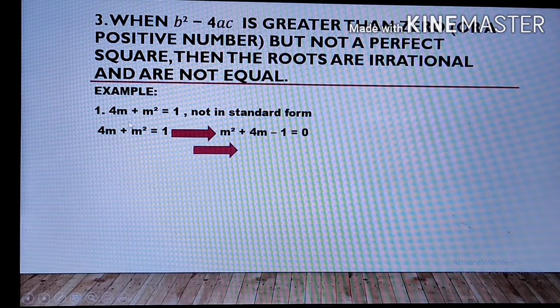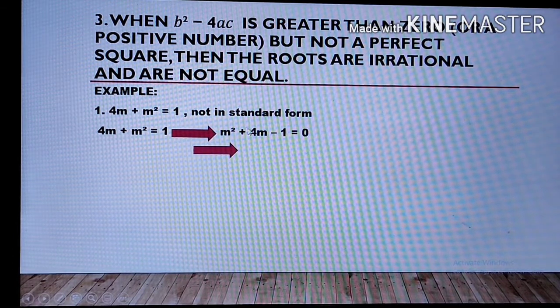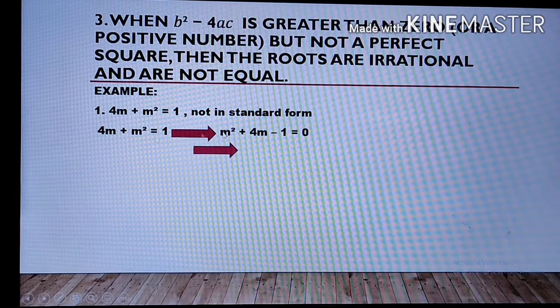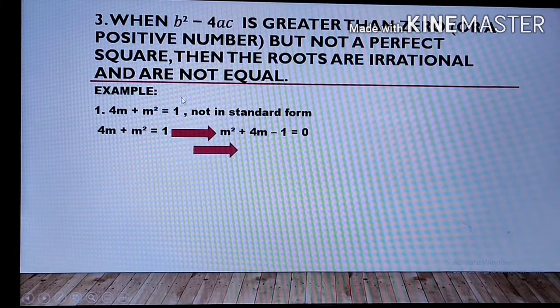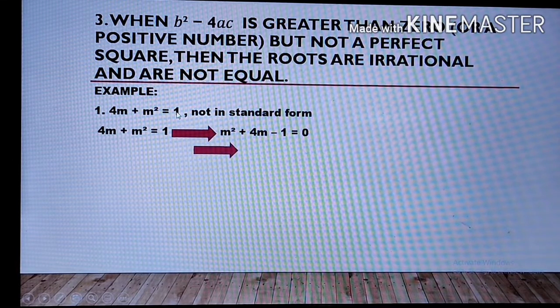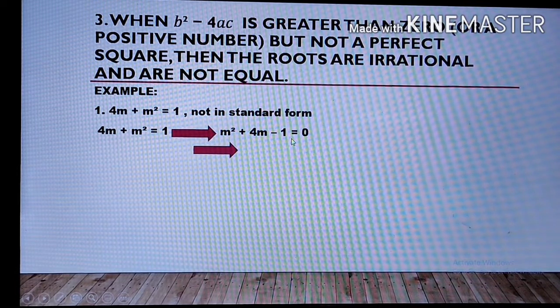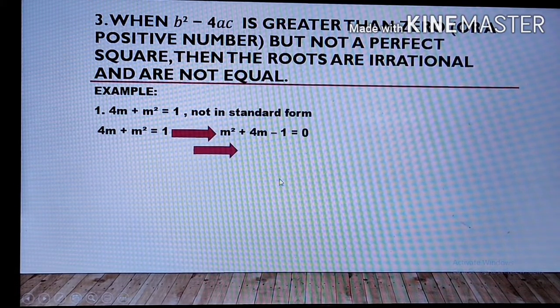Same with 4m, change lang natin yung position na from first term to second term. So, positive 4m plus 4m. Then, ito na yung change ang sign kasi from right side, i-transpose natin siya to the left side. So, from positive, magiging negative 1. So, m squared plus 4m minus 1 is equal to 0. So, nasa standard form na siya.